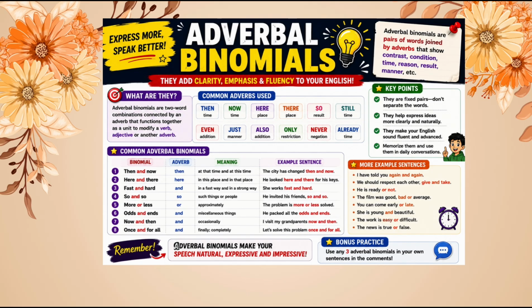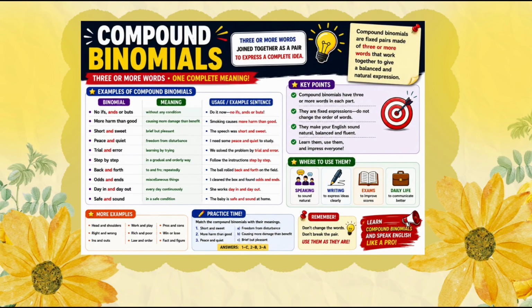So let's move to the next one. Compound binomials. Three or more words get together to form one complete meaning. Example of compound binomials: no ifs, ands, or buts. It means without any condition. Do it now. No ifs, ands, or buts.